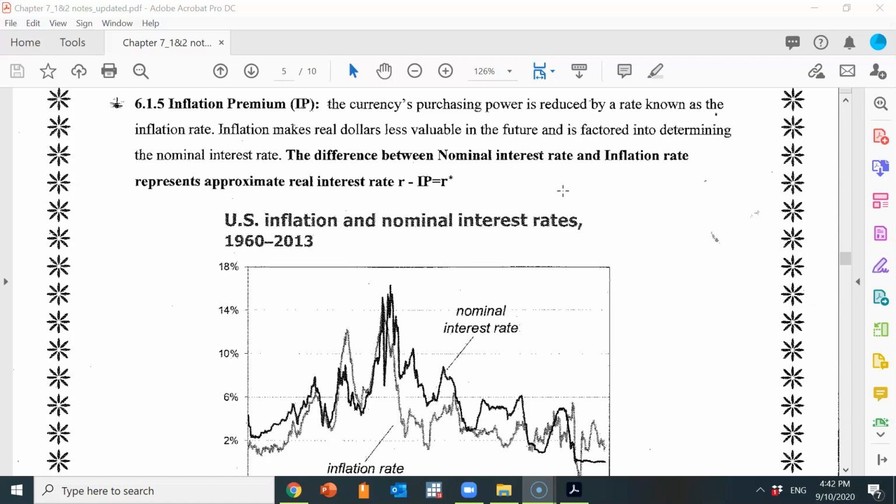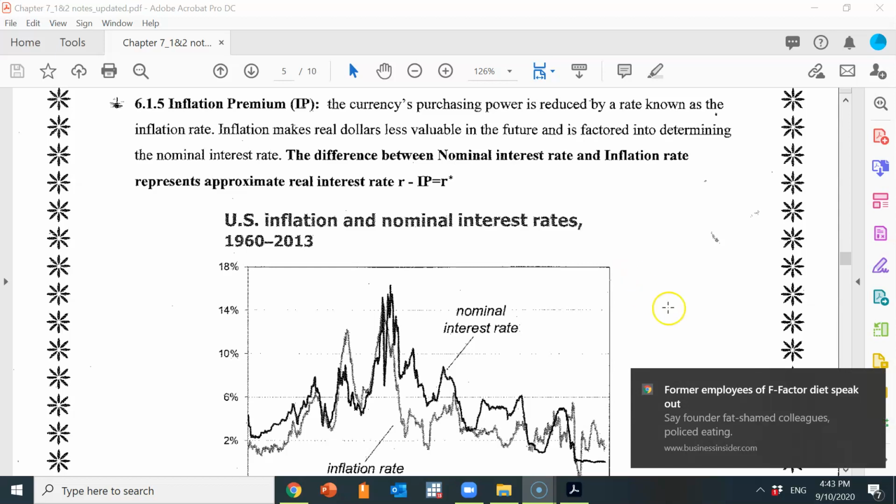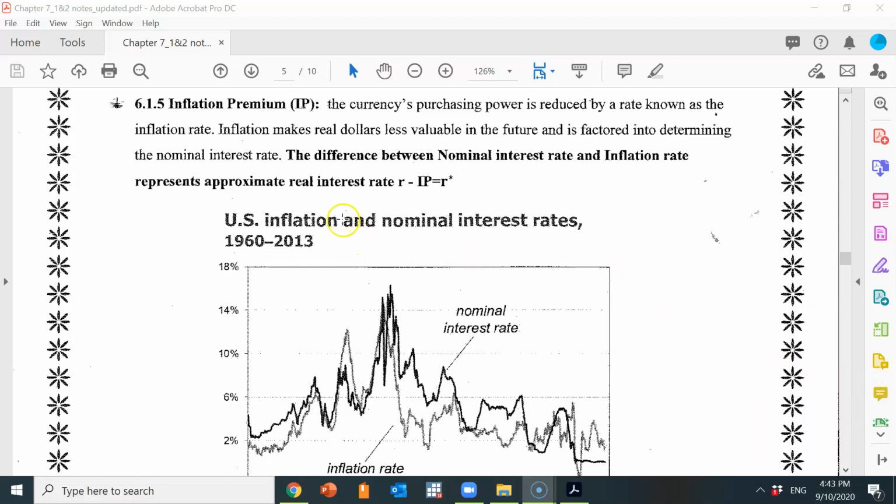When it has other premiums or other risks, we add them to the real risk-free rate to calculate the interest rate. We'll show the process later, but let's just break down and look at the premiums first. The first premium is the inflation premium. The currency's purchasing power is reduced by a rate known as the inflation rate. Inflation makes real dollars less valuable in the future and is factored into determining the nominal interest rate.